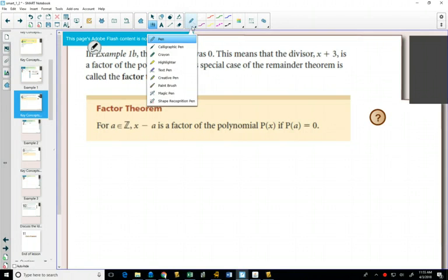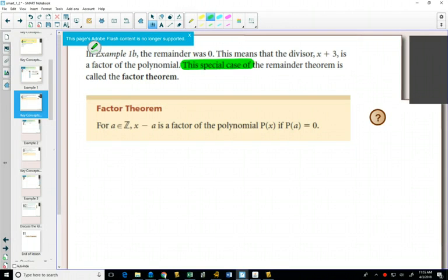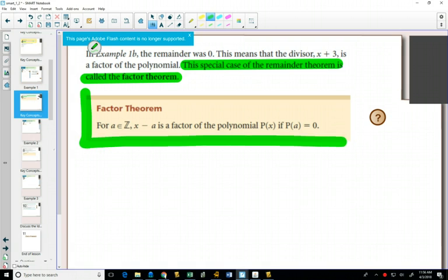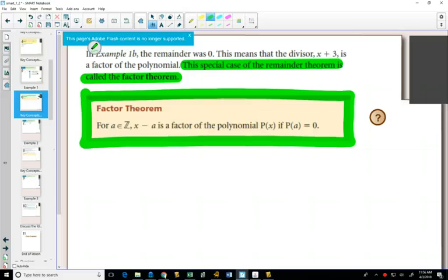Take out your highlighters again, and there's a special case of the remainder theorem called the factor theorem. If your remainder is 0, when you write your division statement, it looks like it factors out perfectly, and that makes whatever you're dividing by a factor. So if our remainder is 0, then we have a factor. So the factor theorem says if you plug in a value and you get 0, if P of a is 0, that means that x minus a is a factor.